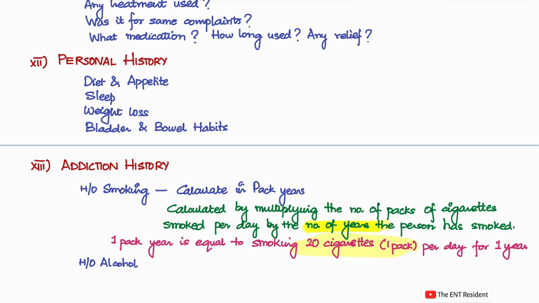And if there is any history of alcohol, what kind of alcohol does the patient take, what is the usual amount that he drinks every day, and how long has he been drinking for? All of this will help you in determining what could be the diagnosis of your patient. So, this is all about the history taking in a case of oral cavity, larynx, and pharynx.